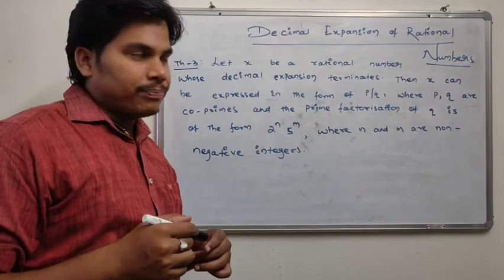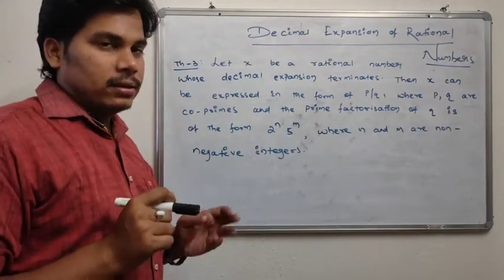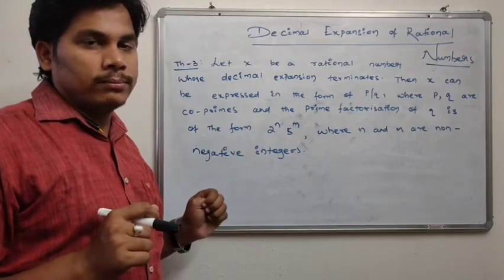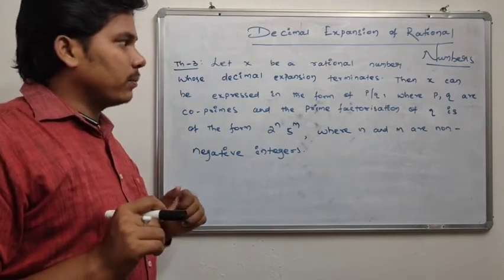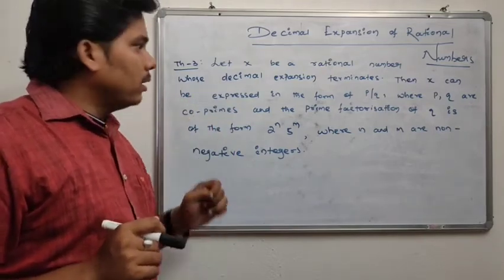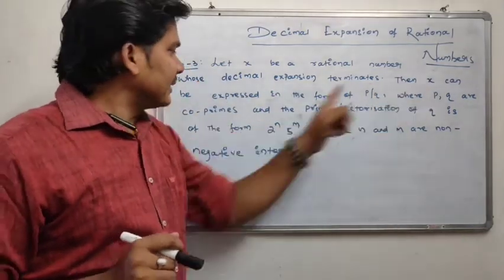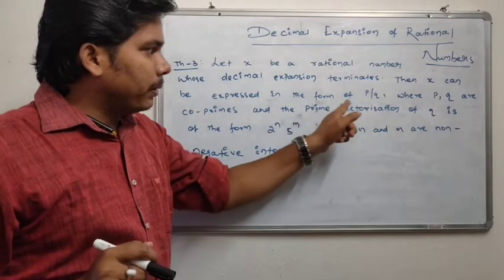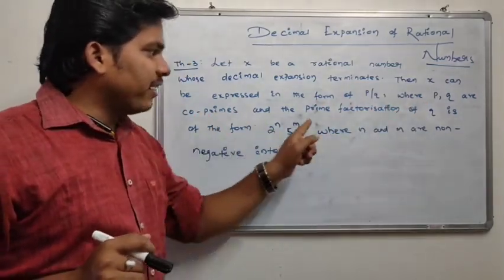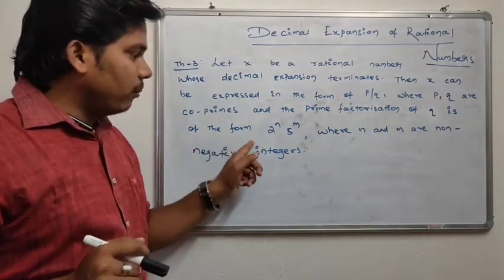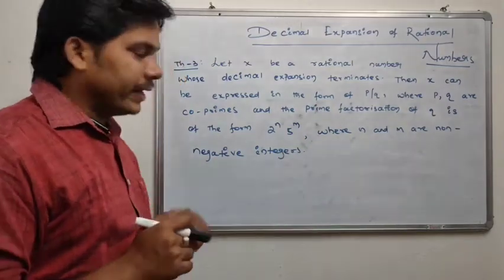Now see, dear students, this is the theorem of your last exercise. There are two more theorems apart from this one. First of all, we shall discuss this theorem. Let x be a rational number whose decimal expansion terminates, then x can be expressed in the form of p by q, where p, q are co-primes and the prime factorization of q is of the form 2 power n 5 power m, where n and m are non-negative integers.